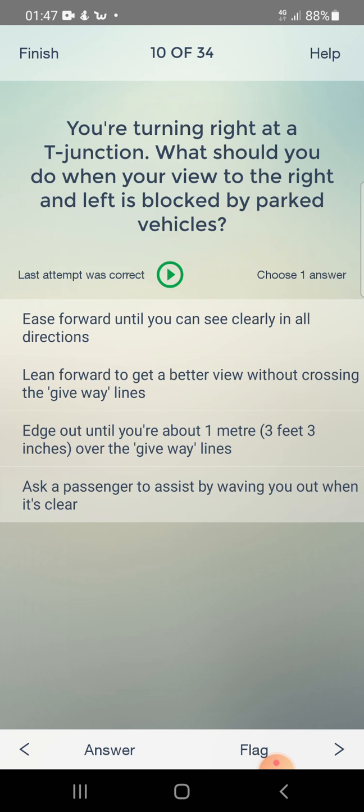You are turning right at a T junction. What should you do when your view to the right and left is blocked by parked vehicles? Ease forward until you can see clearly in all directions. Yes, that's the one.